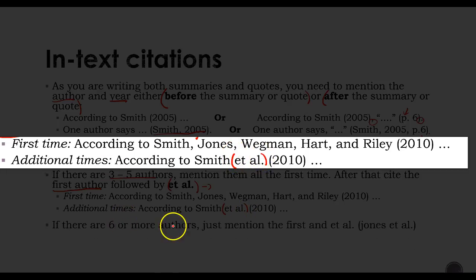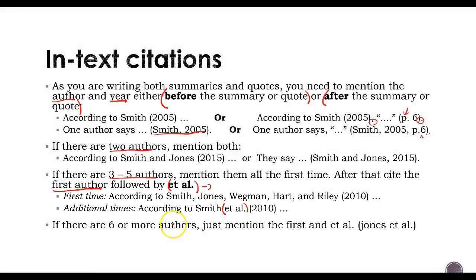If there are 6 or more authors, like you have a research study with a lot of authors, you just mention the first author and et al. from the start. So you'd say Jones et al., 2010, da-da-da, and you're covered for that. So these are all ways of giving credit to multiple authors in your texts.